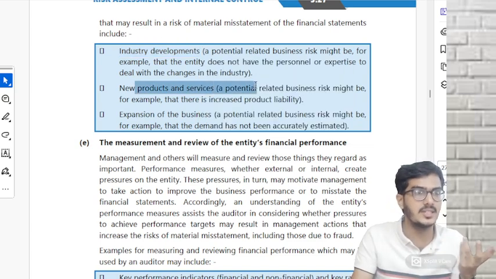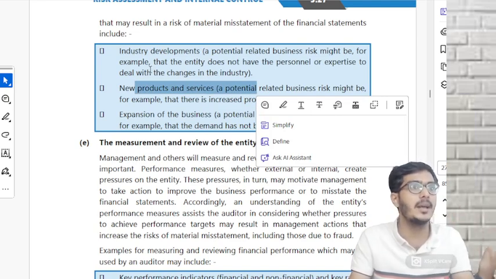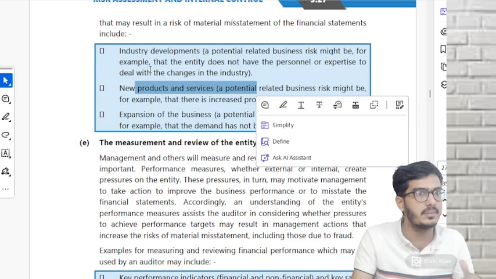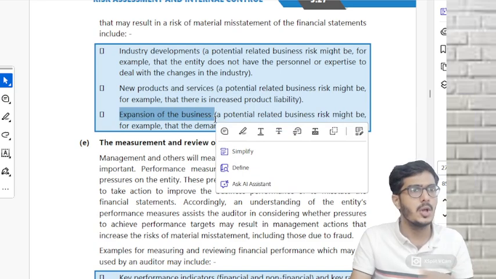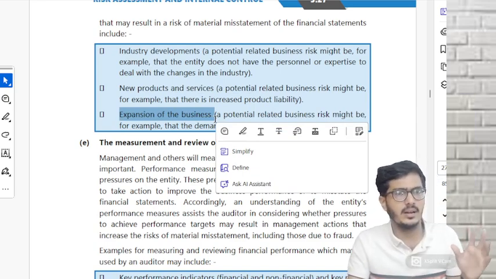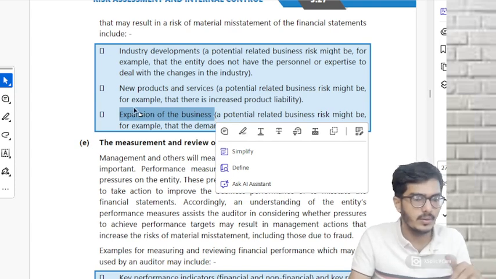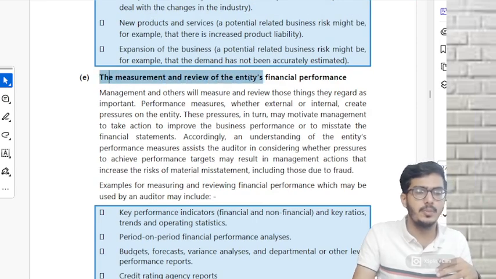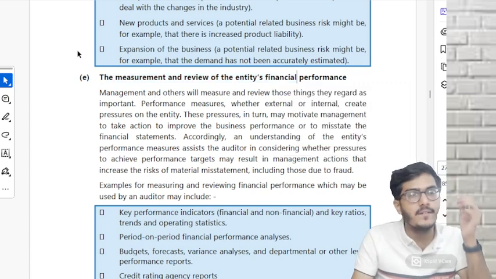Same thing. New products, new services have come. New products are coming, new services are coming, but your company is not able to cope up with their products and service. It will create a business risk. Ultimately, it will lead to risk of material misstatement. Expansion of a business. They are expanding like mad. They're expanding, but they don't have any resources. Correct or not? Sometimes they will go down. Am I right? Then the last most important point, which is the measurement and review of the entity's financial performance.